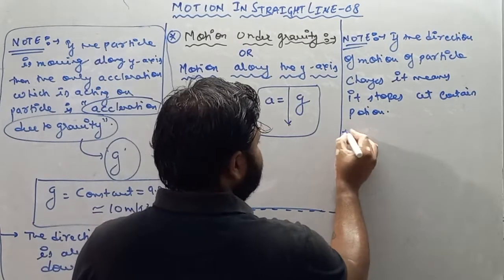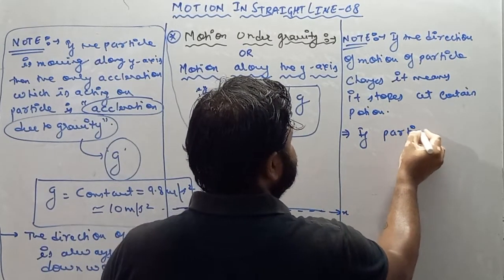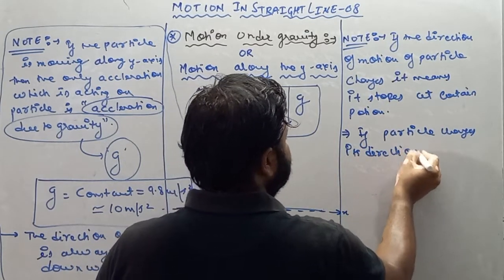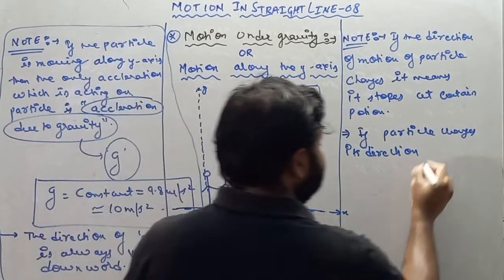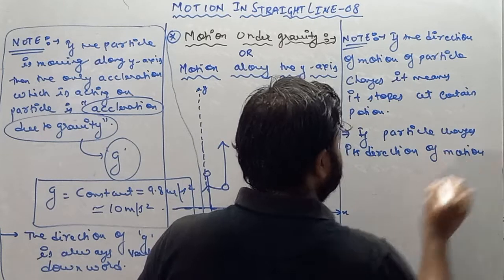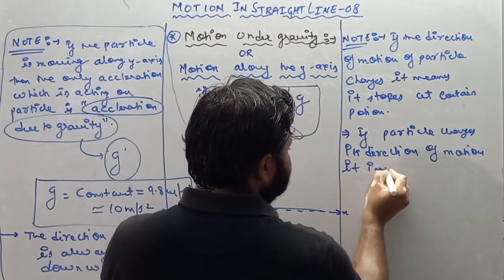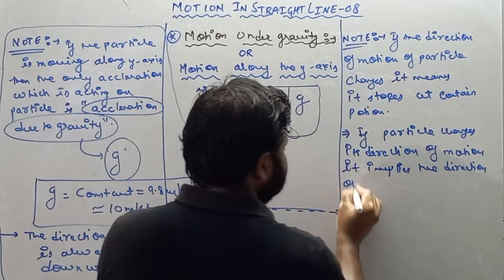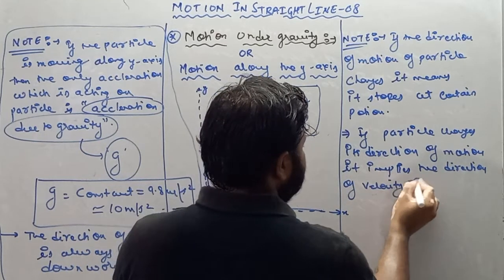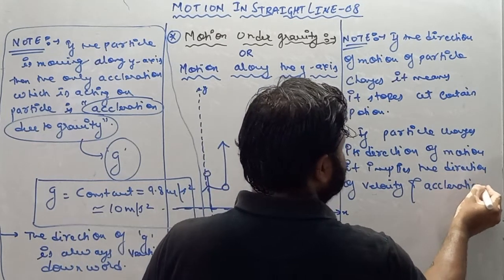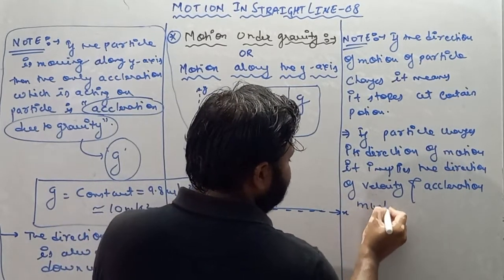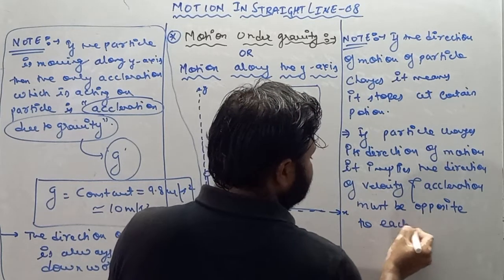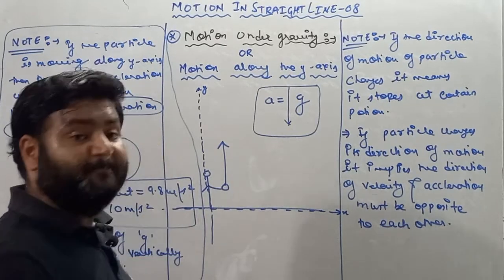Now moving forward, if a particle changes its direction of motion, it implies the direction of velocity and acceleration must be opposite to each other. This is a very important point, my dear student.